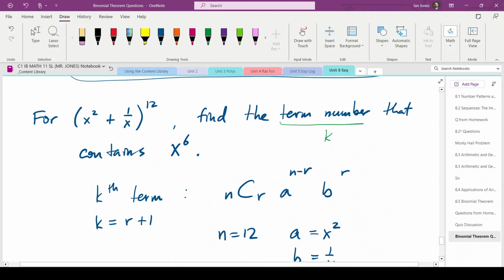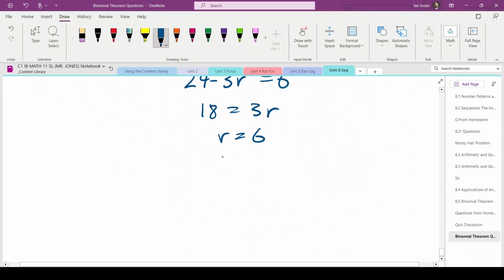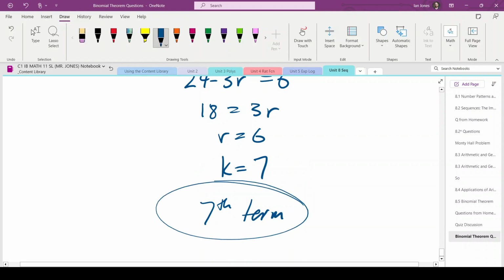And if r is 6, then we know that k has to be 7, because the term number is always 1 bigger than r. So that's my answer. k equals 7. It's the 7th term. Right? Maybe I should write 7th term so that I'm actually saying which term it is instead of just giving a value of k.